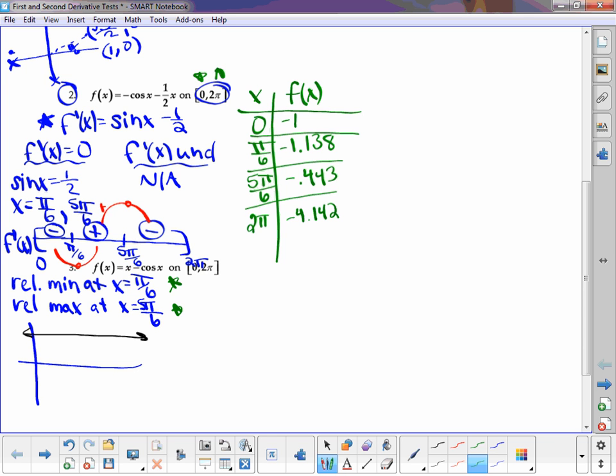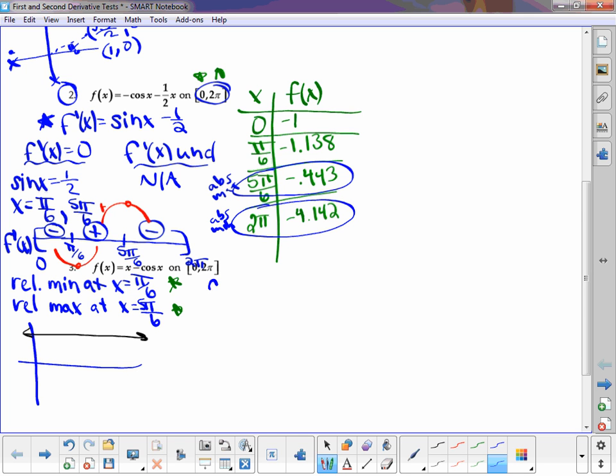Alright, so if we look here, which one gives us the highest value? Good. So this is going to be where my absolute max occurs and what it actually is. And which one gives me my lowest value overall? Good. So this is going to be my absolute min and where that occurs.